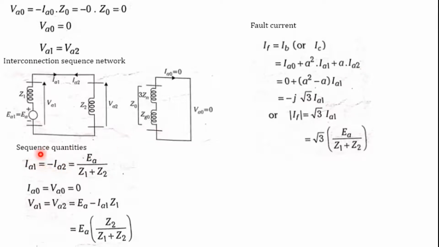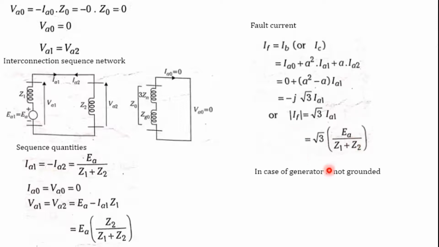So this will become (A square minus A) into IA1. We know that A square minus A is minus j root 3, so it is minus j root 3 into IA1. The magnitude of the fault current will become root 3 times IA1. IA1 is EA divided by Z1 plus Z2. So that is the value of the fault current, and this is the expression for the fault current that we need to remember.